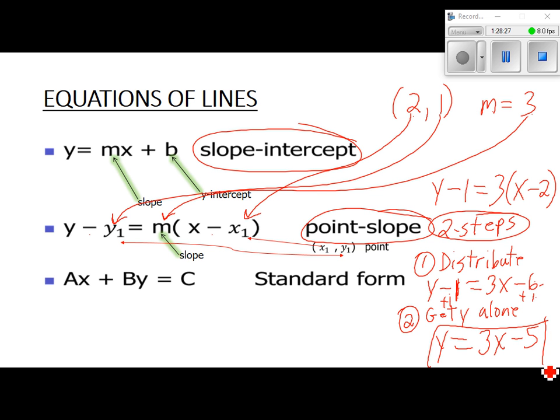Now that equation, we switched it from this point slope form to slope intercept form, and that's the form we wanted in. So just 2 easy steps. Don't make that harder than it is.